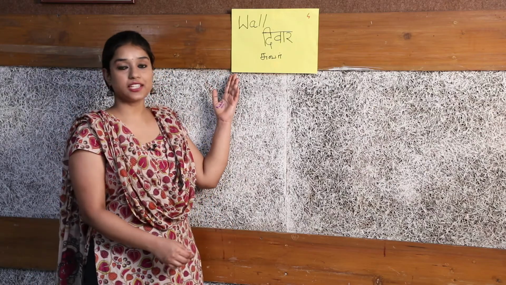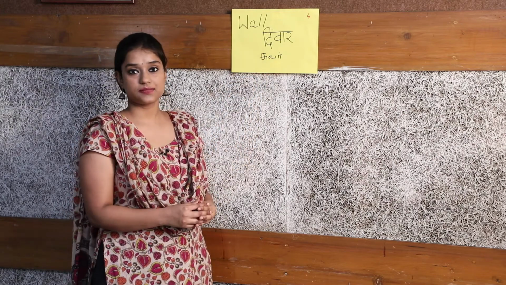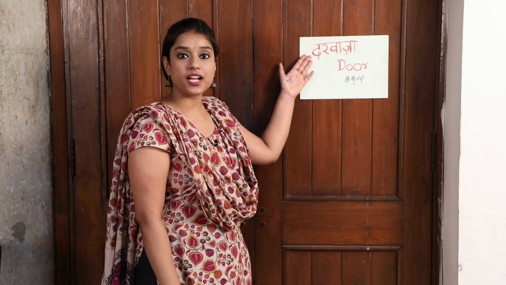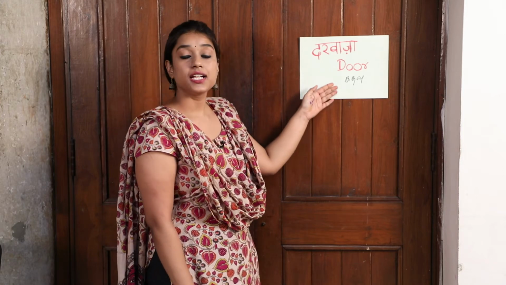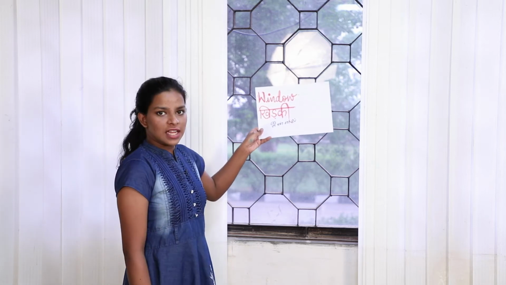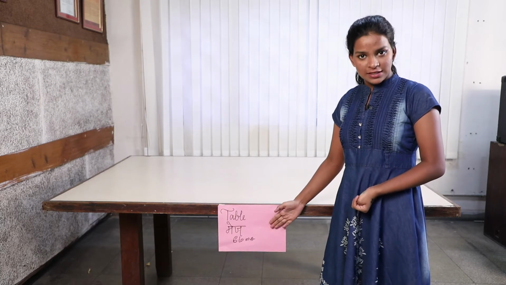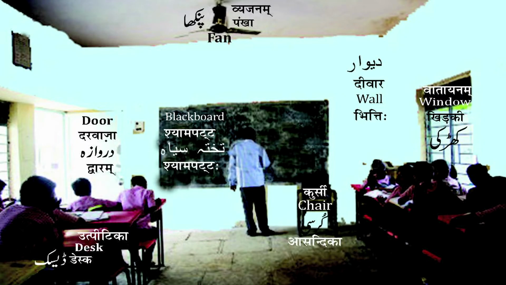This is wall in English, Hindi में दीवार और तमिल में स्वर. हिंदी में दरवाज़ा, in English door and Tamil में कदव. In English it is window, Hindi में खिड़की, in Tamil जन्नल. In English this is table, Hindi में मेज़, in Tamil मेजई. When children come they can notice it, so they can connect it.